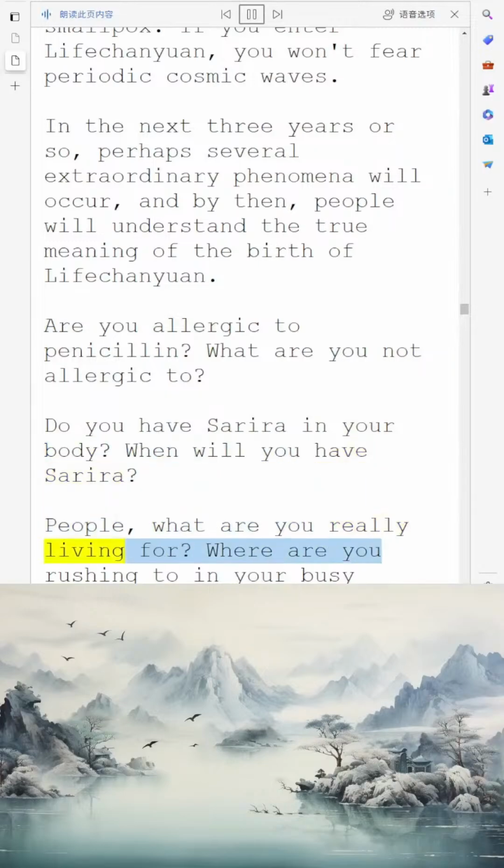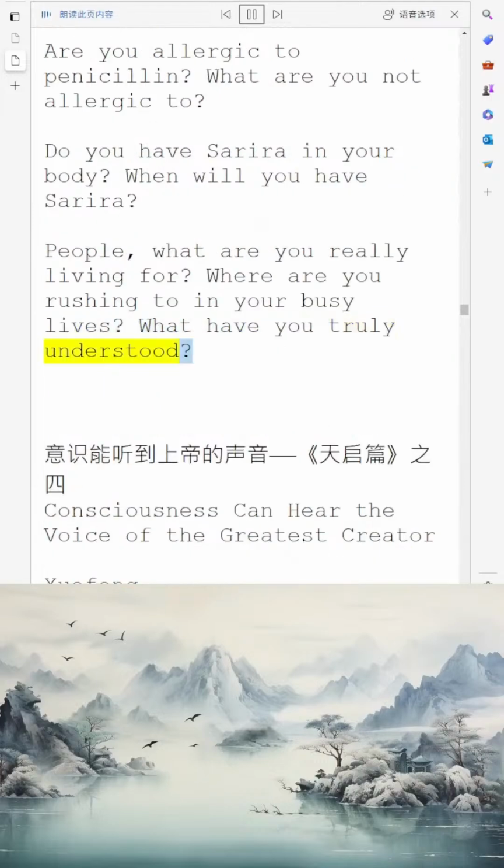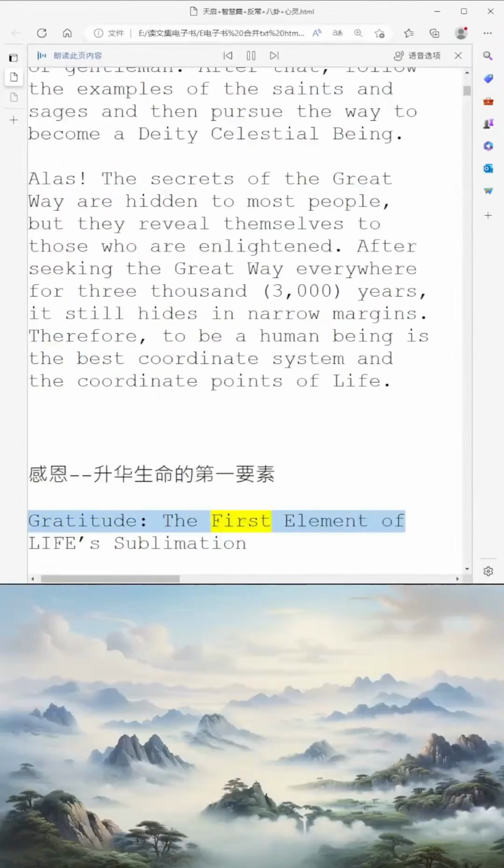People, what are you really living for? Where are you rushing to in your busy lives? What have you truly understood? Gratitude, the first element of life's sublimation.